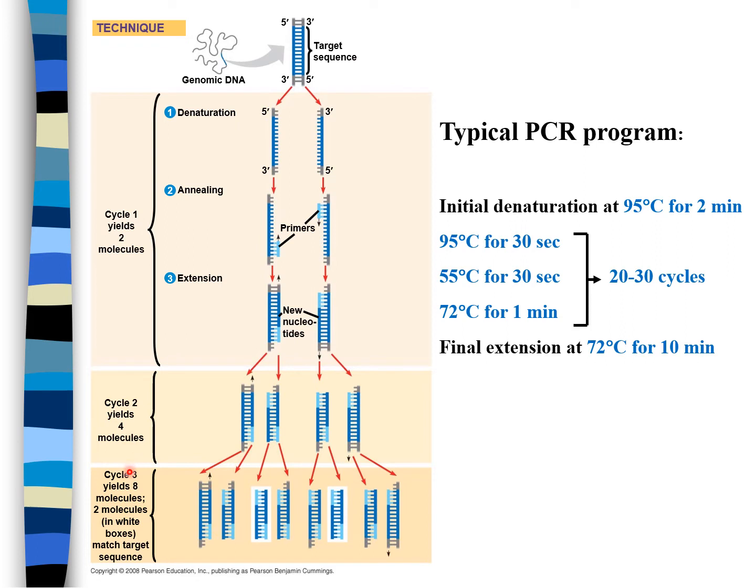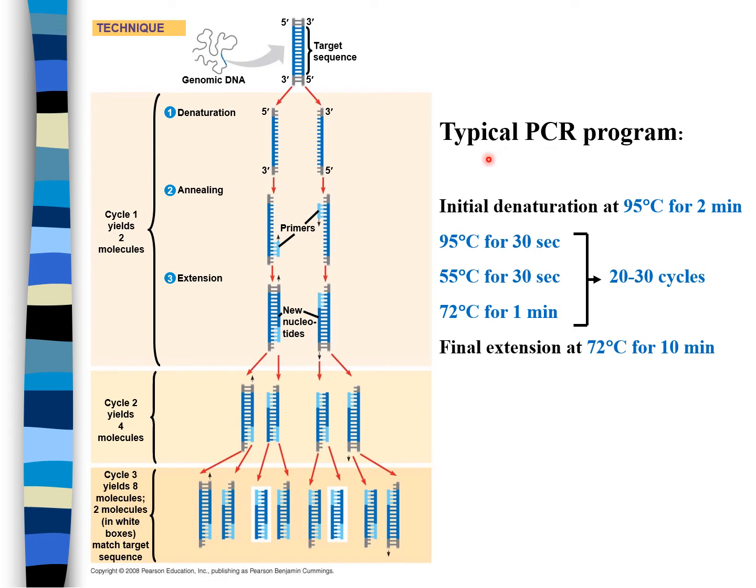So in each cycle, we have an exponential increase of specific DNA. And after about 35 cycles, we have billions of DNA. So here, cycle 1, we have 2. Cycle 2, we have 4, etc. Cycle 3, we have 8, etc.